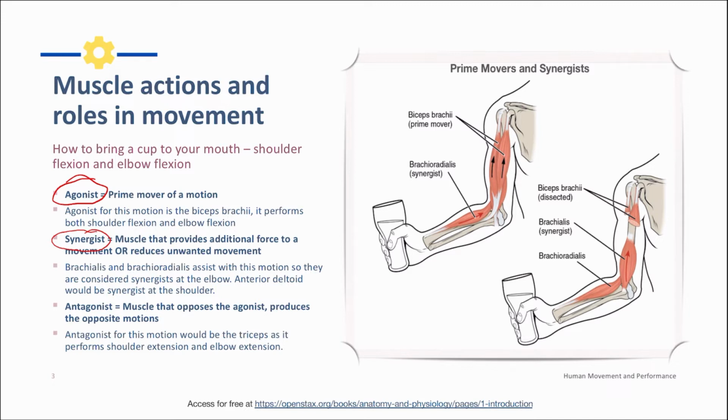And then finally, antagonists are muscles that do the opposite motion. They do the motion that's opposite of the agonist. So in this case, since the biceps is the primary muscle causing this motion, the triceps would be the antagonists of this motion. That does not mean that the triceps are active during the motion. These are just the muscles that would counteract this motion. So they are the muscles that oppose the agonist. They produce the opposite motions. And again, the triceps does elbow extension and shoulder extension. So it is truly the antagonist of the biceps.